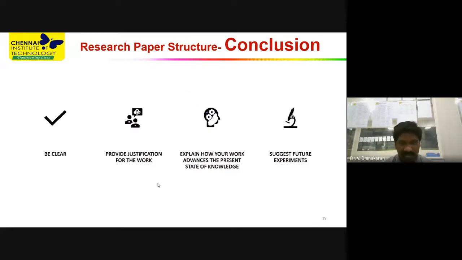The conclusion should be very clear. It should provide the justification for your work. You have to explain how your work advances the present state of knowledge. That should be given in the conclusion. You can also assess future experiments in the conclusions.